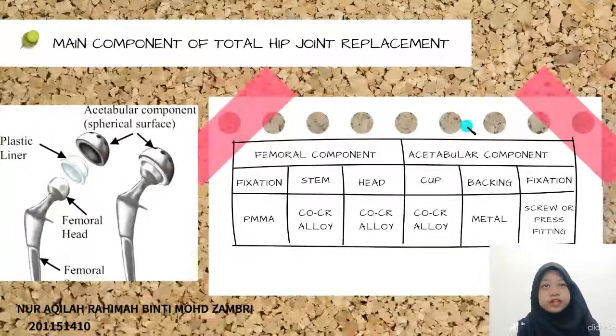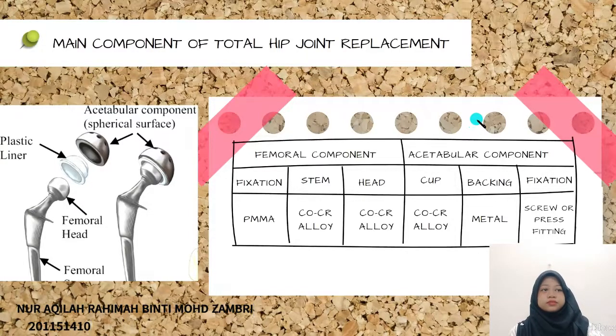So the main components of the total hip joint replacement: the femoral component, where the fixation part is PMMA, and the stem and head are cobalt chromium alloy. The acetabular component: the cup is cobalt chromium alloy, the backing is metal, and the fixation is screw or press fitting.